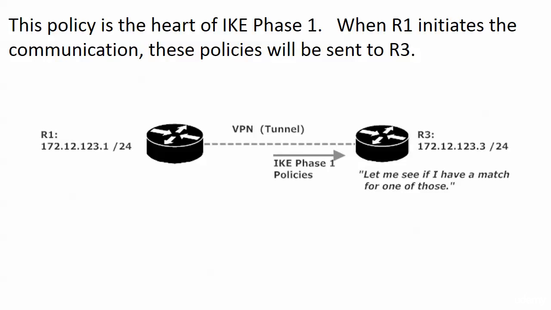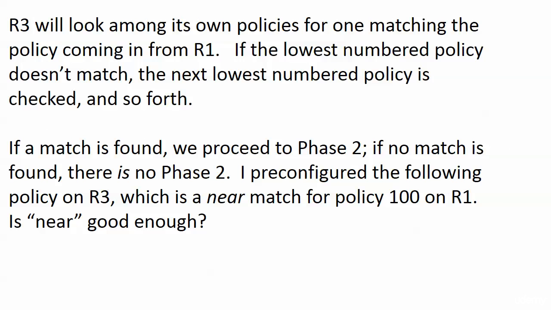And you can see Router 3 saying to itself, let me see if I have a match for one of those. So what happens then is that Router 3 looks among its own policies for one matching the policy coming in from R1. Now the lowest numbered policy will be checked first. That's where the numbers come in. If that lowest numbered policy doesn't match, the next lowest numbered policy is checked, and so forth. Now if a match is found, we proceed to Phase 2. If no match is found, there is no IKE Phase 2.